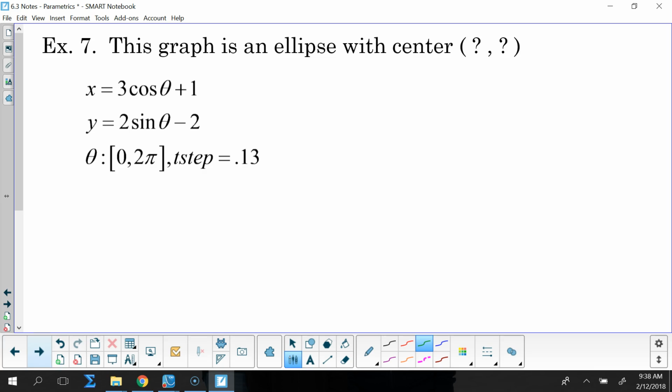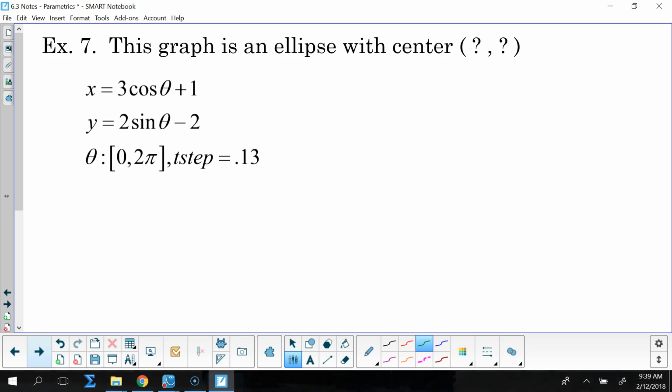What are our guesses here? Well, first off, is this an ellipse? Why? The numbers in front of my trig functions are different. Yep, so it's an ellipse. Stretched out horizontally or stretched out vertically? Stretched out horizontally. Okay, all right. Where do you think the center is going to be? 1 comma negative 2? I don't know.